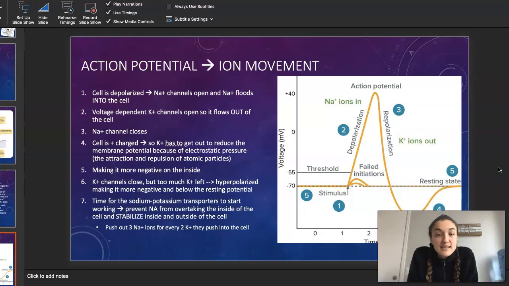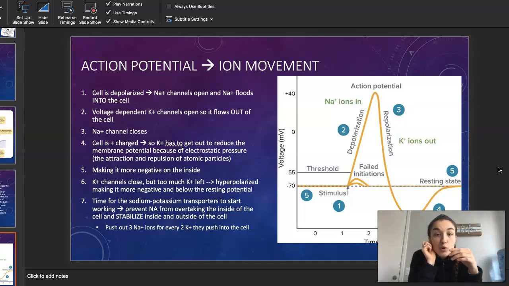The cell is depolarized, sodium channels open and sodium floods into the cell. The voltage-dependent potassium channels open, so it flows out of the cell. We have some sodium channels closing. The cell is charging. It's positively charged. So the potassium has to get out of there to reduce the membrane potential because it's positively charged, with the electrostatic pressure, which is the attraction and repulsion of atomic particles. So this is going to make it more negative on the inside, so the potassium channels close, but not too much.